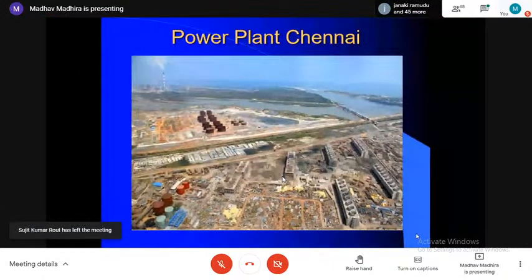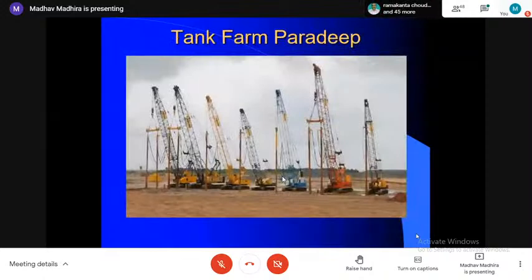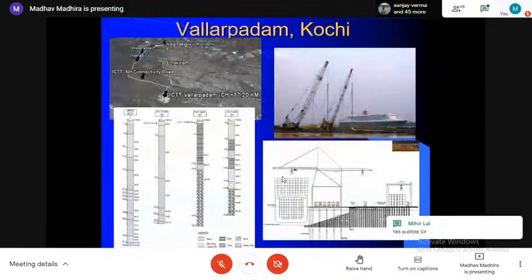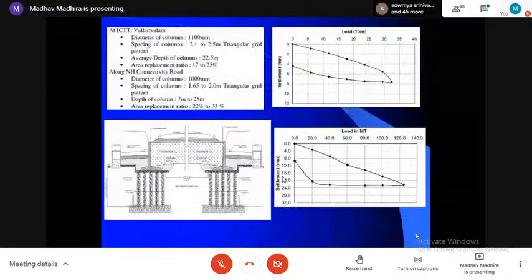Sir, vibro replacement slide onwards. You have to do vibro replacement. Another case where they use stone column granular piles: a power plant in Chennai, a tank farm in Paradeep, a chemical plant in Gujarat. I think Vallarpadam is a classic example. The container terminal was built on stone columns where they could transfer even 200 kPa at each stage. And this is how even the warehouses were built on stone columns.